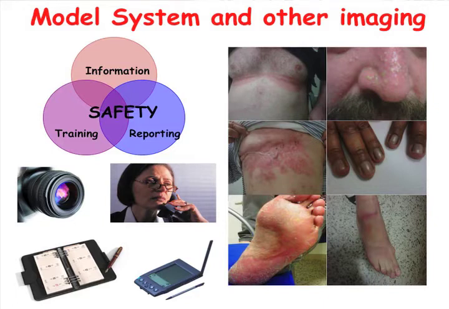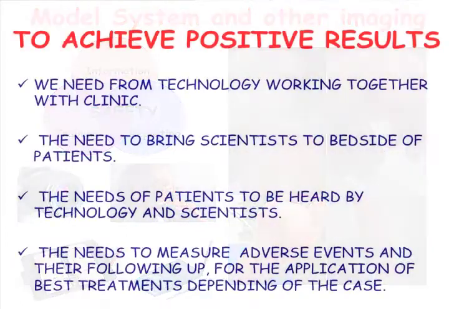The first thing is information to them and to caregivers, training them on how to report that toxicity. For example, we have skin toxicities coming from new drugs and new combinations of drugs. And the way that we do it is by phone, diaries, or PDAs, like with technology. So to achieve positive results, we need technology working together with the clinic, of course.